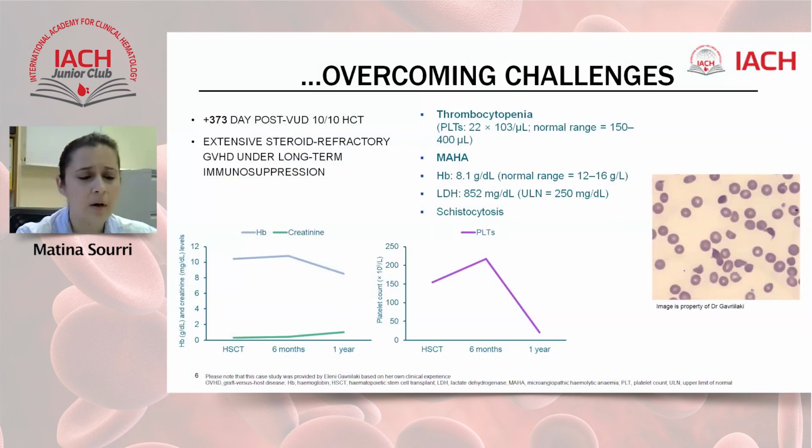So just as a reminder, we're talking about a 34-year-old patient with beta ALL who received chemo, achieved remission, was submitted to allo-HCT, developed extensive steroid refractory GVHD. She was under long-term immunosuppression, and now had a clinical manifestation that resembled that of TA-TMA. And depicted here in the image, you can see the schistocytes and the two diagrams that show the decline in hemoglobin and the rise of creatinine levels on the left. And at the center of the screen, you can see the fall of her platelet count. All of these kindly provided to us by Dr. Gavriilaki.